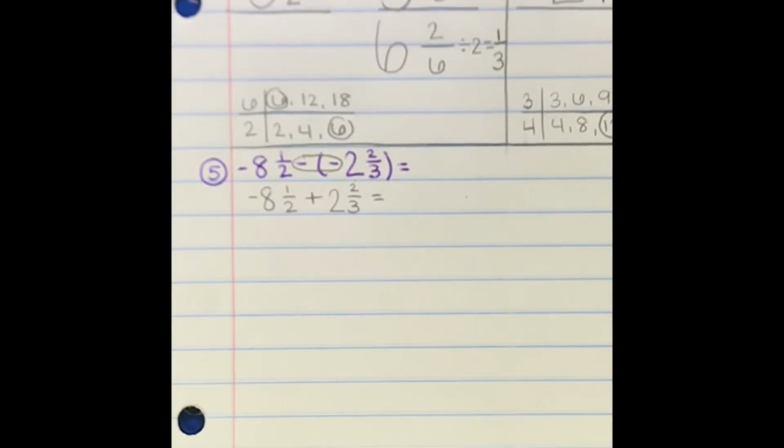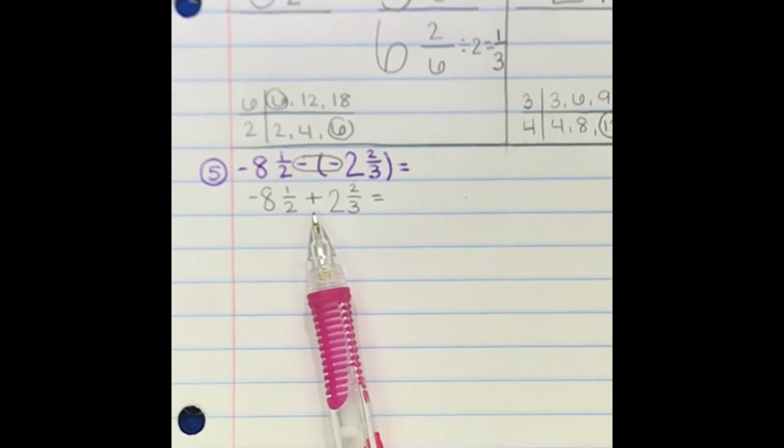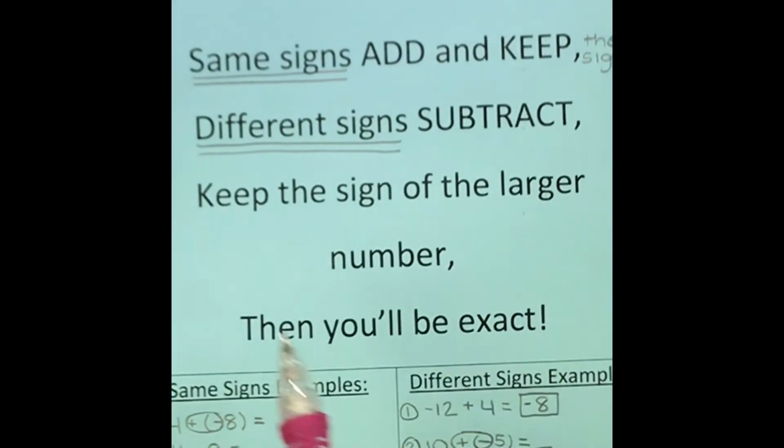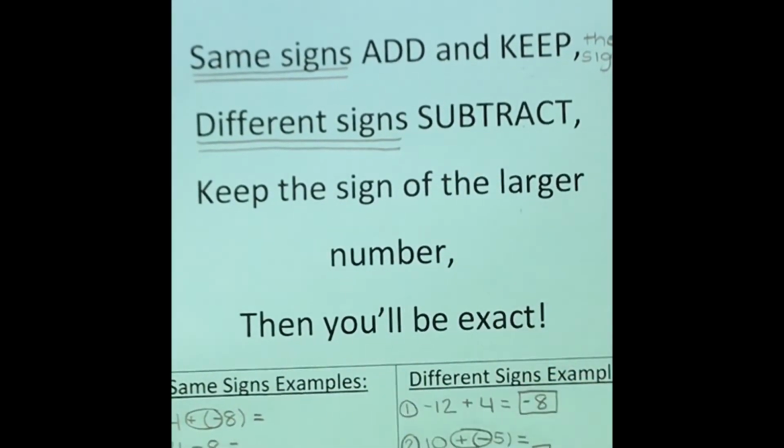I have to decide, are they the same signs or different? Looking in front of the 8, it's negative. Looking in front of the 2, it's positive because of the plus sign. So they're different. If they are different, we are to subtract.